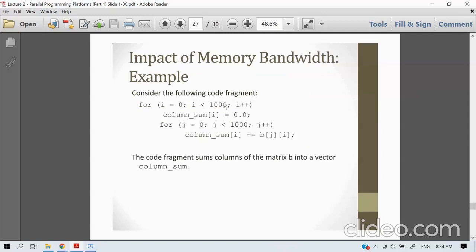Okay, so another example, by considering this code fragment. This code fragment sums the matrix B, here is the matrix B, into a vector named column sum. The result of summing the columns of matrix B will be stored into the vector named column sum.